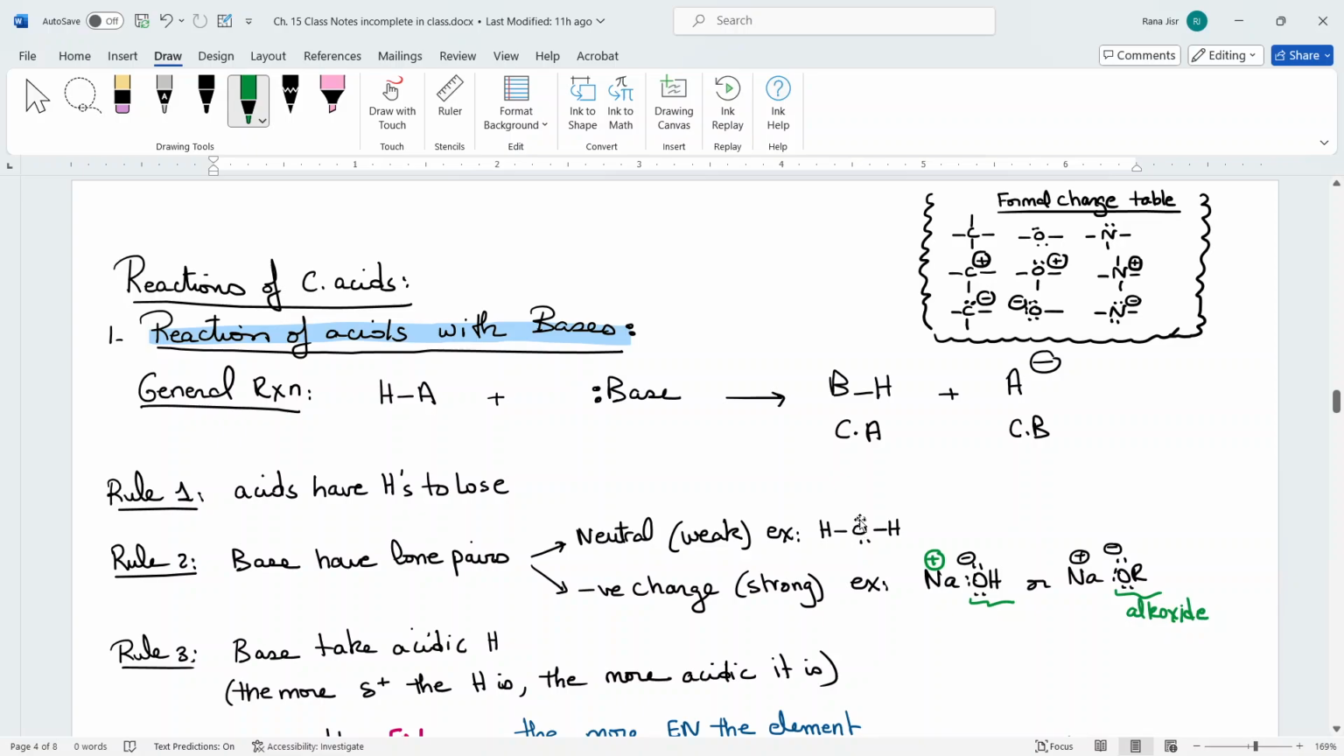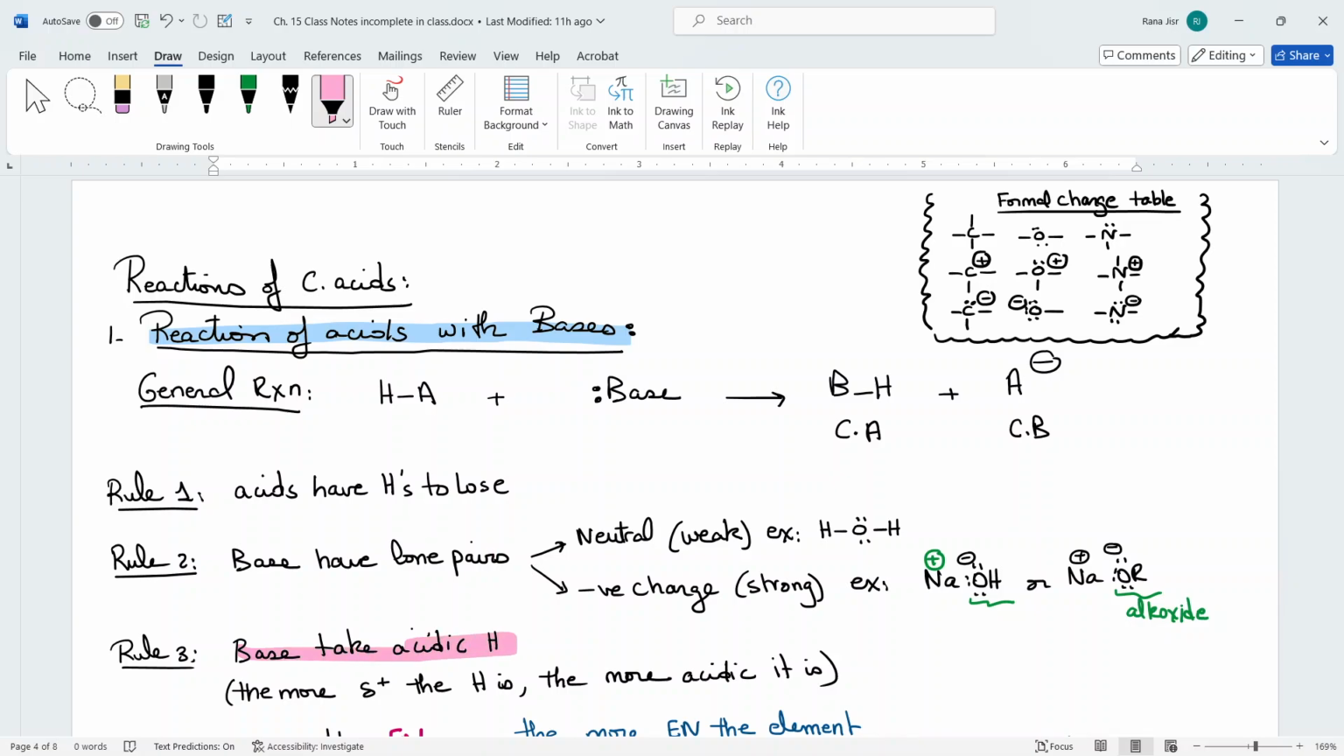Now, when the oxygen has just lone pairs, lone pairs are a must-have condition for a base, because a base is the species that has electrons, and it normally uses its electrons to take a hydrogen from the acid. So if there are no charges, then it is going to be neutral. Neutral bases are weak bases. This means that the reaction is a little bit slow. The base takes time to take the acidic hydrogen. So always, the rule says that the base takes the acidic hydrogen.